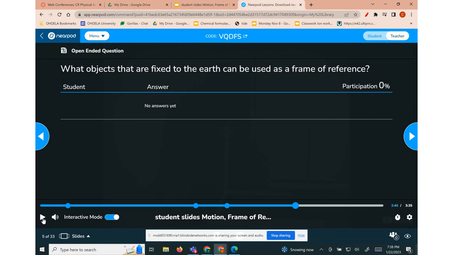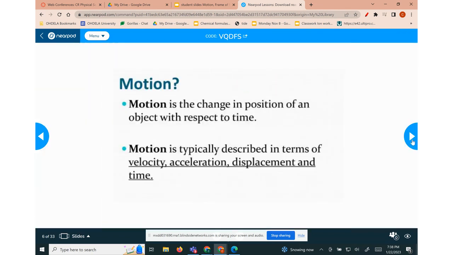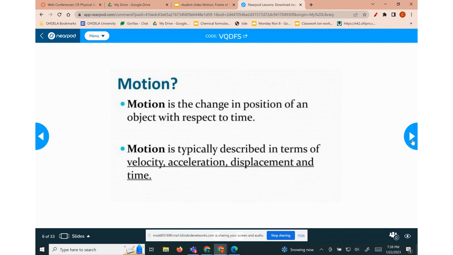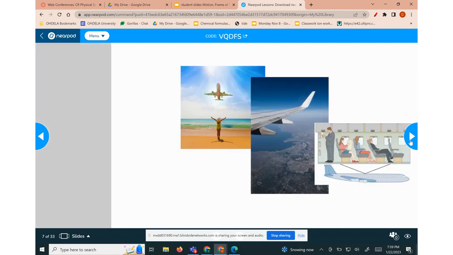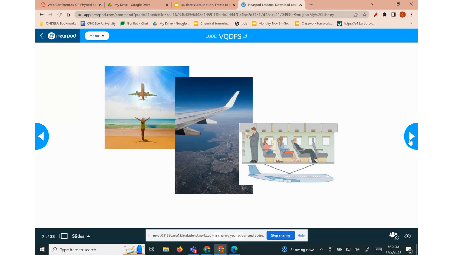So this is an open-ended question. What objects that are fixed to the earth can be used as a frame of reference? Things like trees are fixed to the earth. One example. All right. So motion is the change in position of an object with respect to time. That shows us what motion is, and we typically describe it in terms of things like velocity, acceleration, displacement, and time.